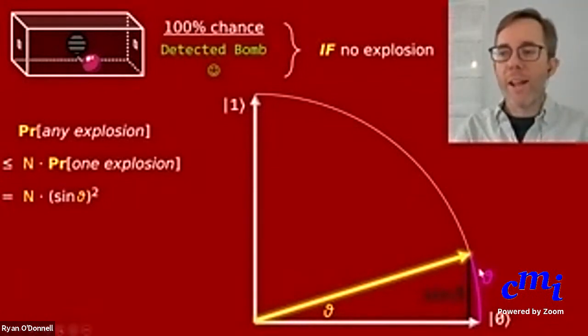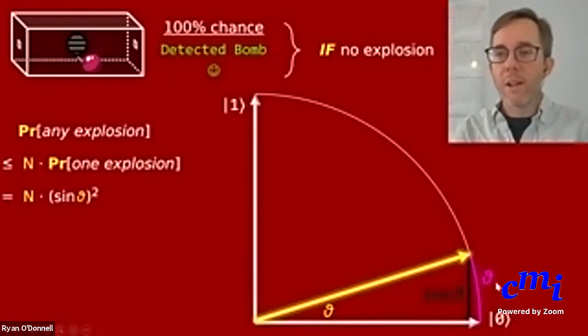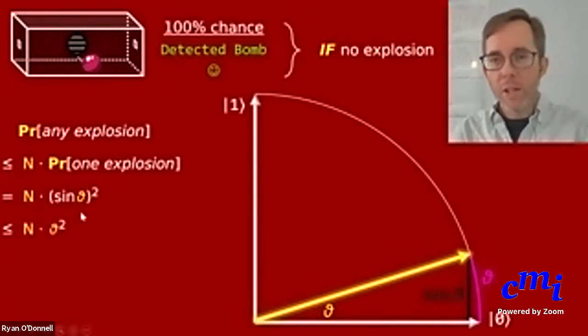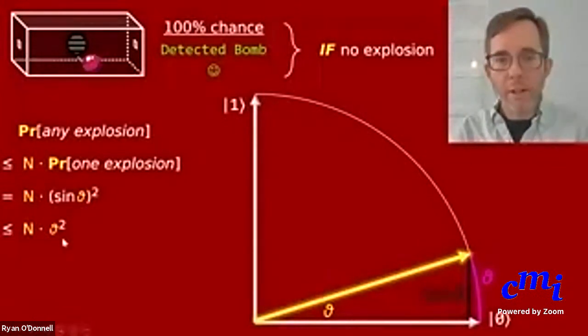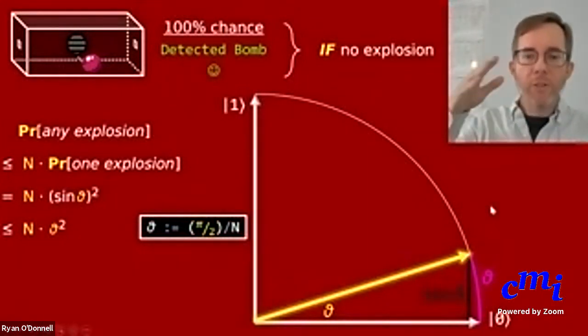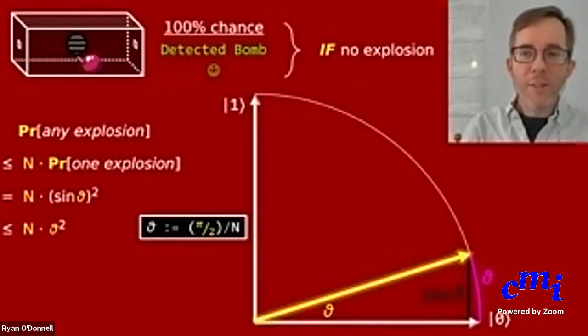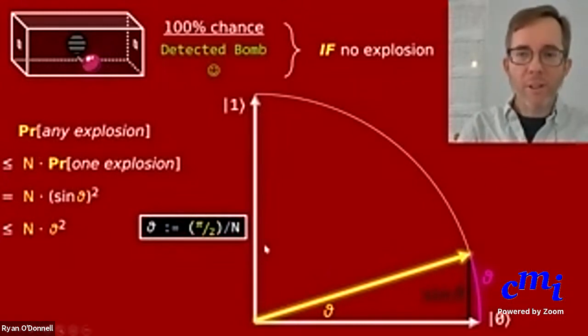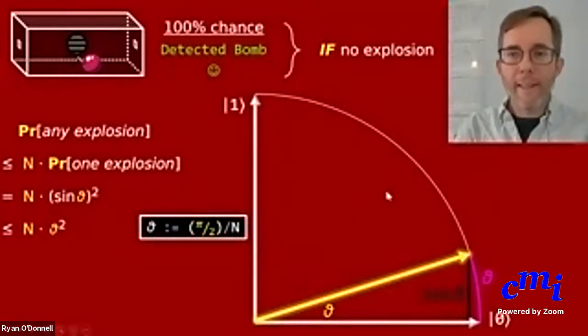So this is a general fact about trigonometry. Theta is always at least sine theta. So sine theta is at most theta. So we can further upper bound this explosion probability as n times the square of theta. Now what's theta? It's 90 degrees over n, or since we're working in radians, it's pi over 2 over n. And now you see a very interesting thing happens. The n's don't cancel. It's more interesting than that.